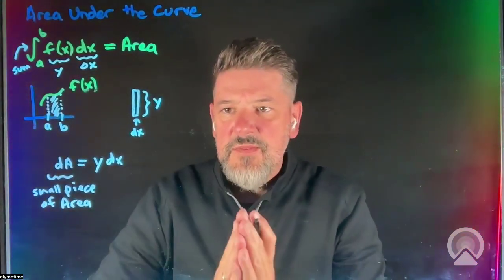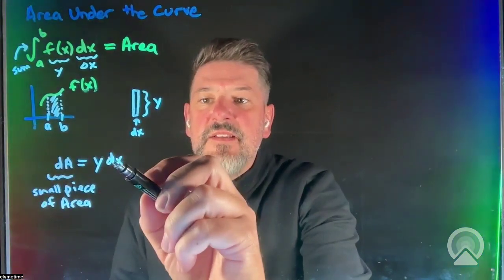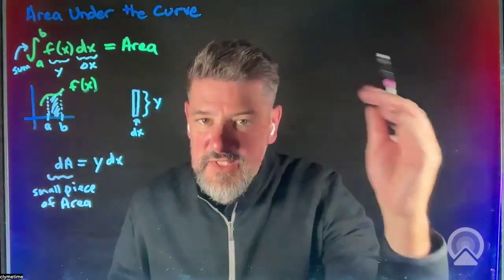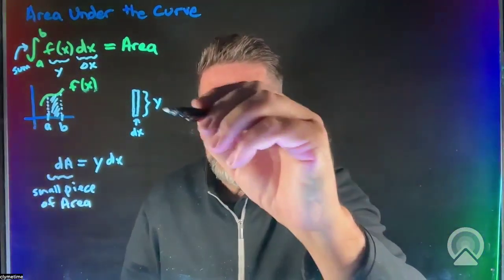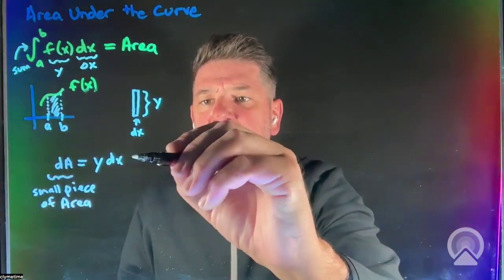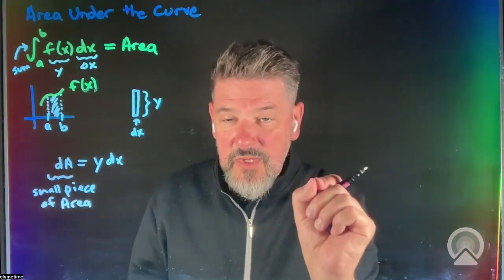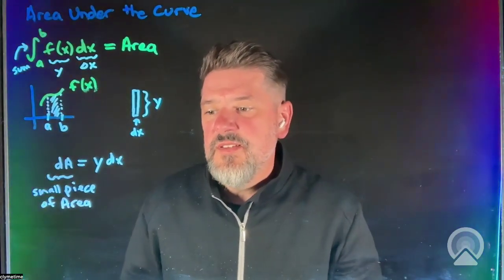As small as you can possibly imagine, a small piece of area is going to be a standard height. It is not a particularly small height. It could be any height. It could be a small height, but it could be a really large height. Any height whatsoever times a little tiny width. And that gives you a small piece of area.